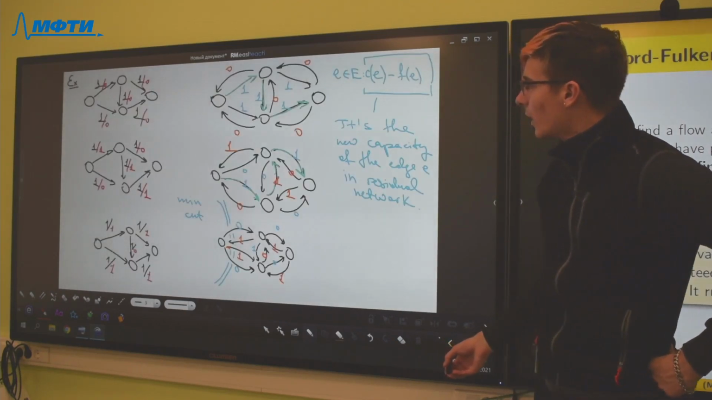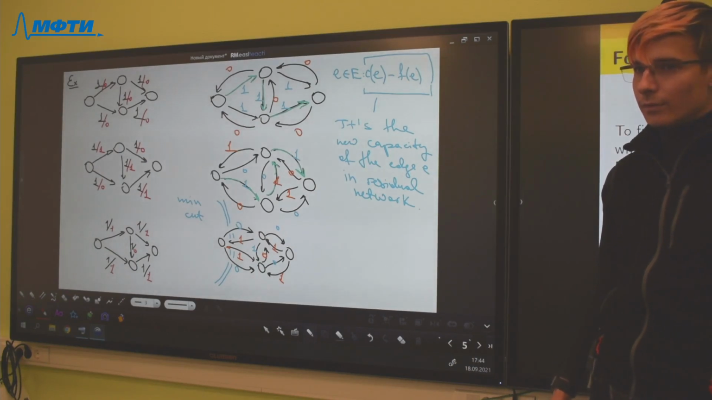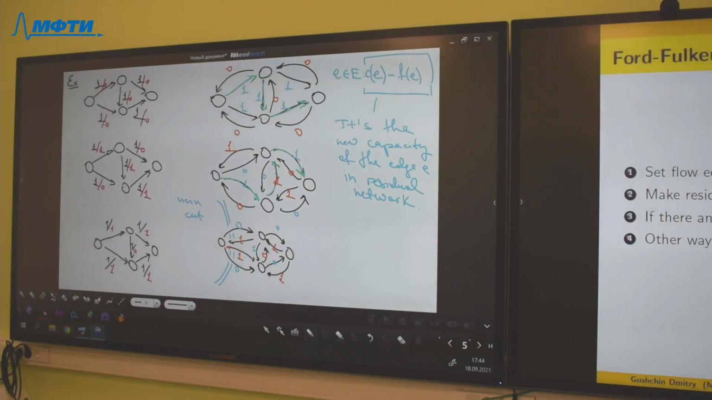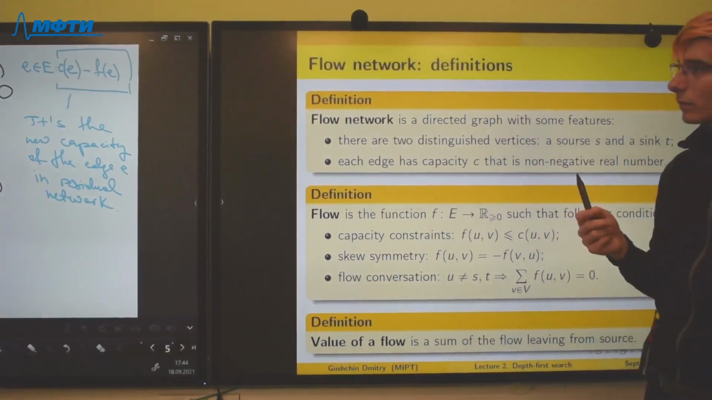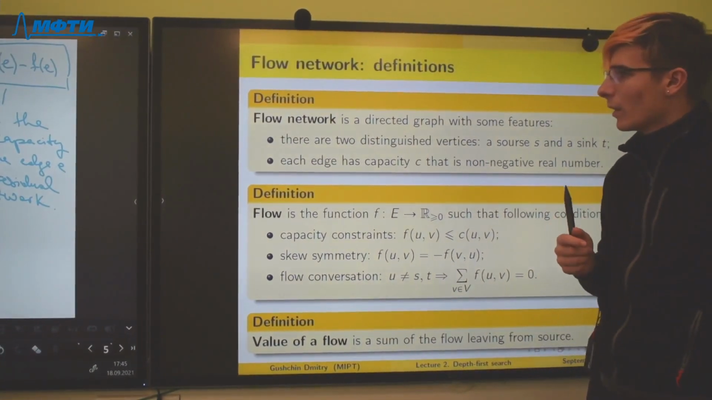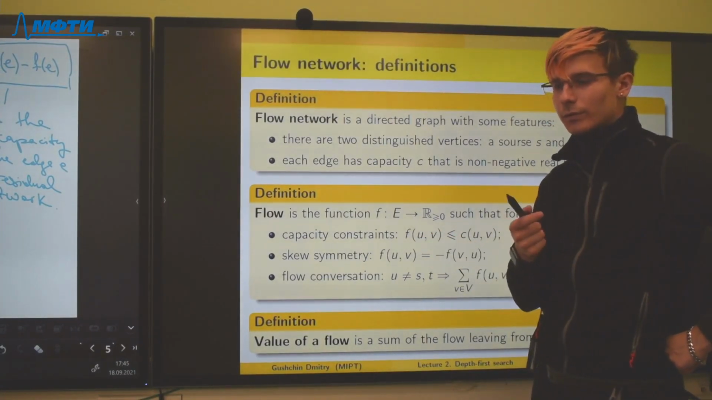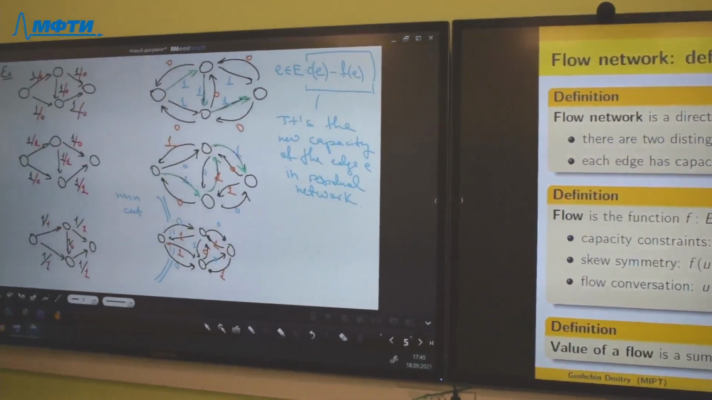I need to repeat. Okay, do you understand what the flow network is? Yeah. Definition, yes. This is the definition of a flow network. We have a directed graph with capacities, and we have two distinguished vertices, source and sink. Okay. Then, do you understand what the flow is? Yes. I draw it as red numbers on the edges.